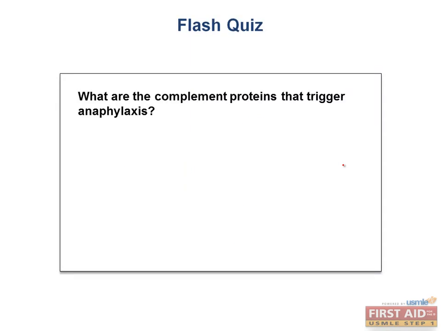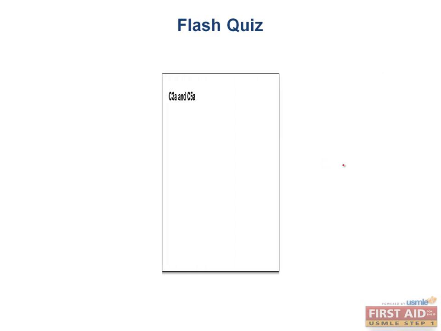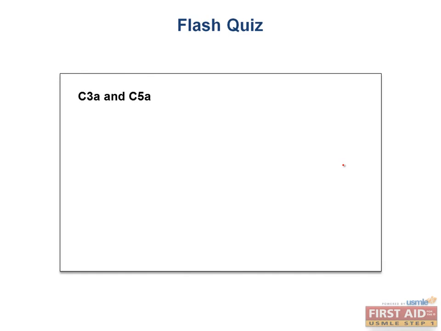Flash quiz time. What are the complement proteins that trigger anaphylaxis? Definitely know this, but it's just very important. That's why I'm asking you. So the A proteins, C3a, C5a. What else does C5a do? C5a calls in neutrophils. Good.